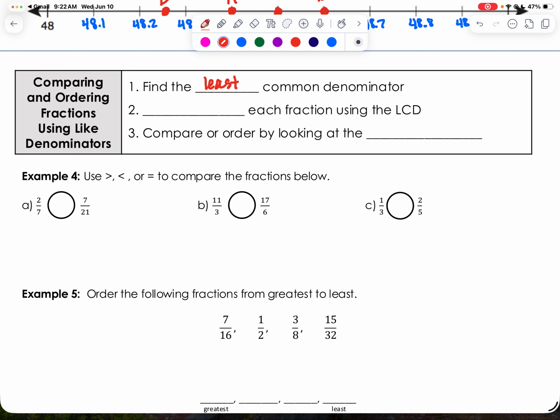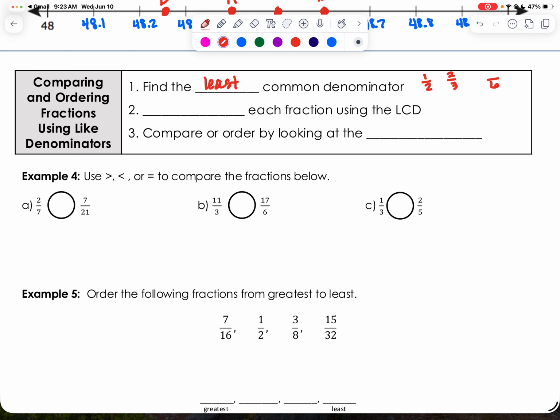So for example, if you had 1/2 and 2/3, both of those numbers go into 12. So you could use 12 as your common denominator. But there's a smaller common denominator that you can use, and that is 6, because they both go into 6. So that's when it says find the least common denominator. The reason we do that is because it'll give you smaller numbers to work with.